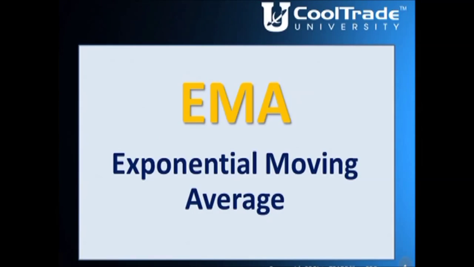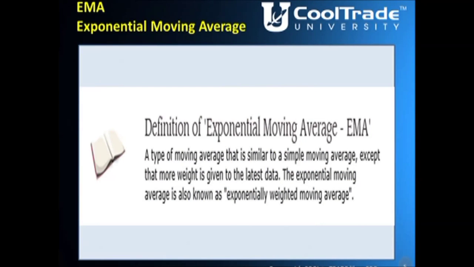Along with the simple moving averages, we're going to go right into what's called exponential moving averages, or EMA. One little difference, and I want to look at the definition with you to get it. It's a type of moving average that is similar to a simple moving average, except there's more weight given to the latest data. The exponential moving average is also known as exponentially weighted moving average. So this type of average reacts faster to recent price changes than a simple moving average.